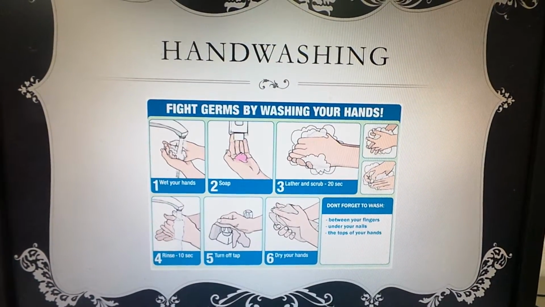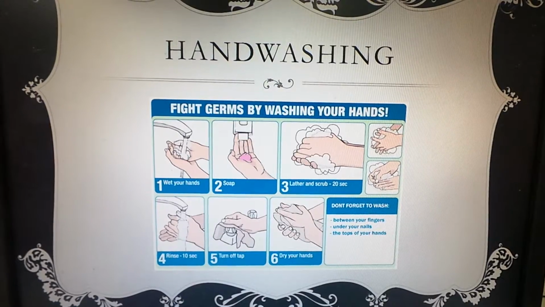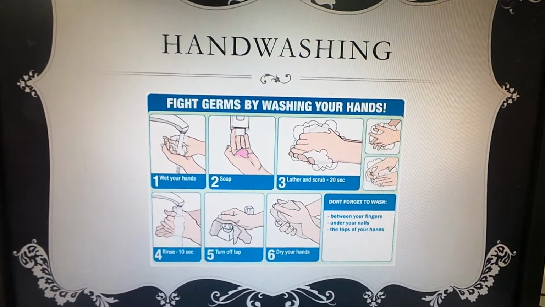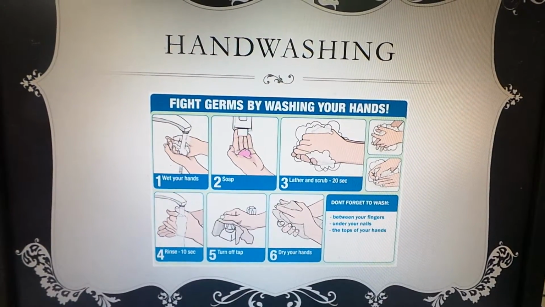If hands will be moving from a contaminated body site to a clean body site during patient care, you should wash your hands.